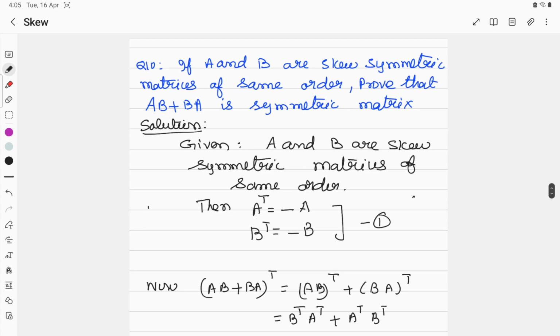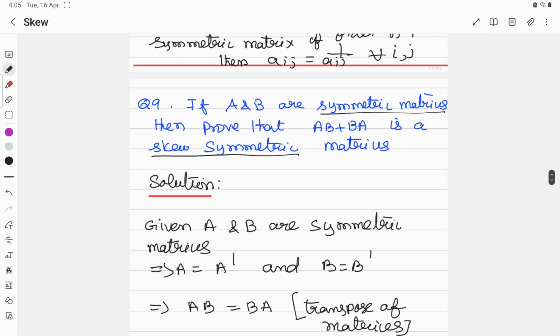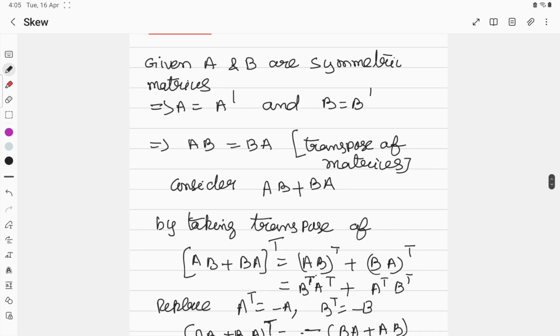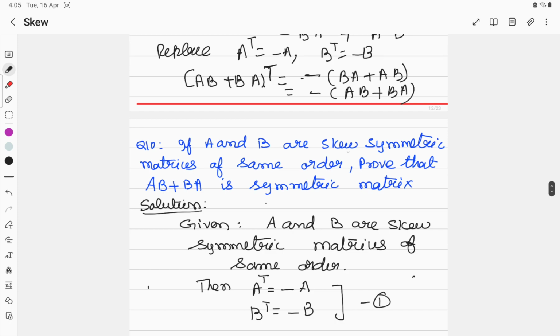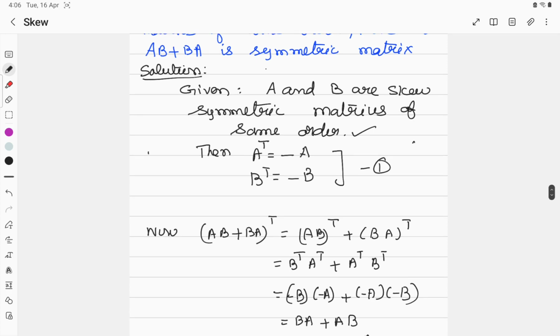Number 10. If A and B are skew symmetric matrices of same order, prove that AB plus BA is a symmetric matrix. It is similar to question number 9. There they gave symmetric matrices, A and B are symmetric matrices, and we had to prove AB plus BA is a skew symmetric matrix. Here, if A and B are skew symmetric matrices, then AB plus BA is a symmetric matrix. Given A and B are skew symmetric matrices of same order, we know that A transpose is equal to minus A, B transpose is equal to minus B.